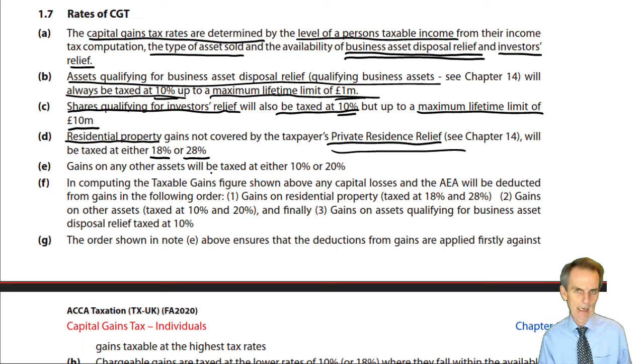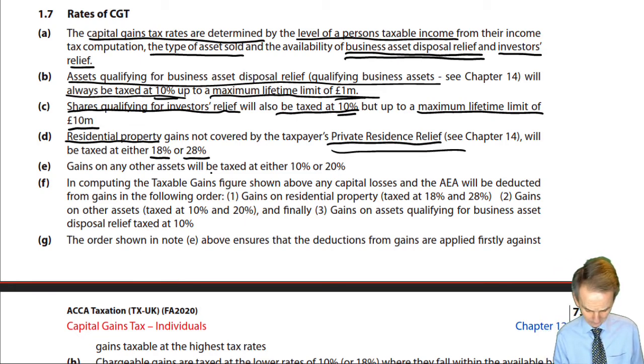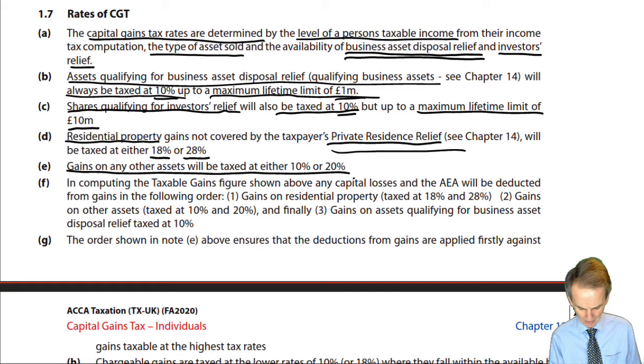But any other assets, it's 10% and 20%. Again, what differentiates the two percentages we'll talk about in just a moment's time. But those are the main rates, 10 and 20%, on any other assets that either do not qualify for those reliefs or are not residential property gains. So a mix of gains is very likely to be seen within an examination question. As I've just said, gains on any other assets will be taxed at either 10% or 20%.